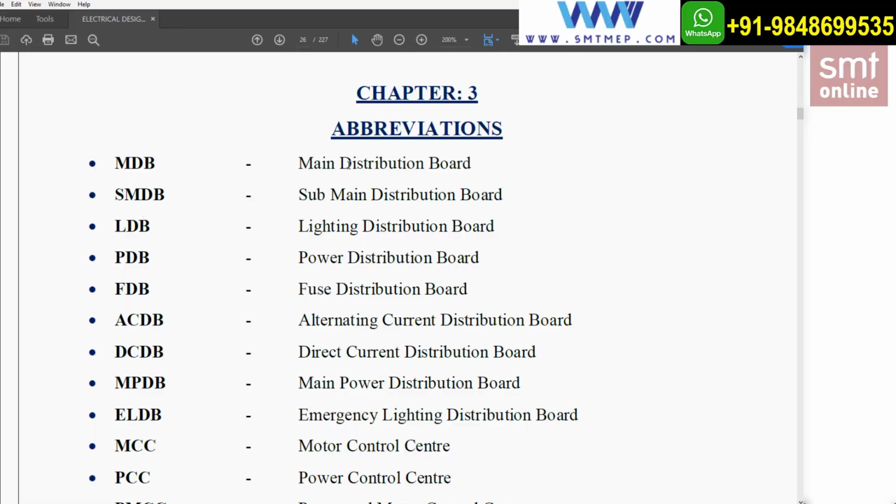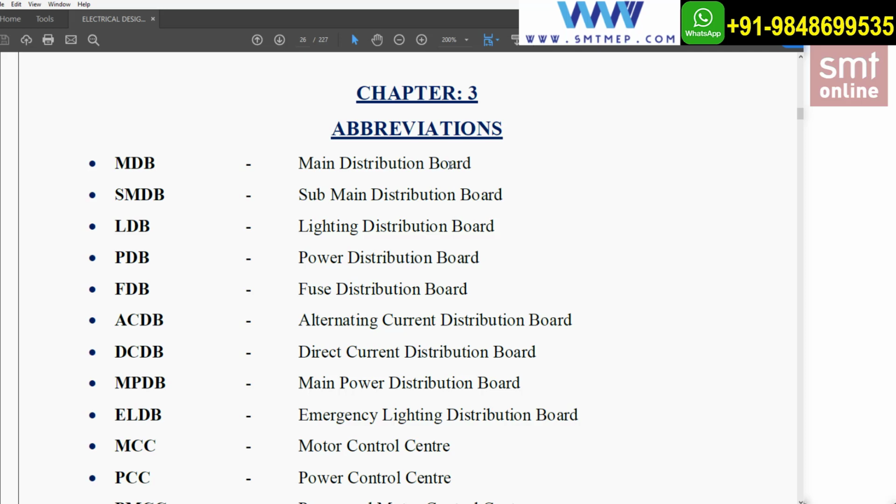In the first topic, we are having MDB, main distribution board. After the secondary side of the transformer, we are having the main distribution board. Once the cable comes to your transformer primary side, again after the secondary side, by maintaining your voltage, we will be having the main distribution board. And this main distribution board will be generally one or two for the complete building. That depends upon the type of building actually.